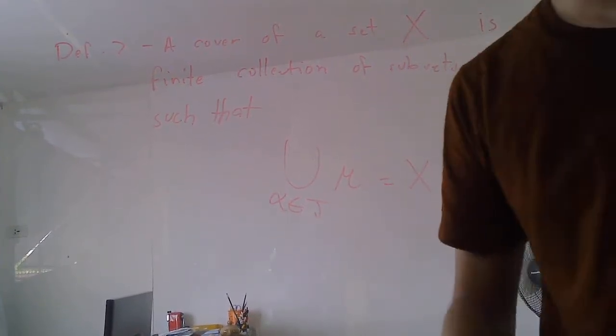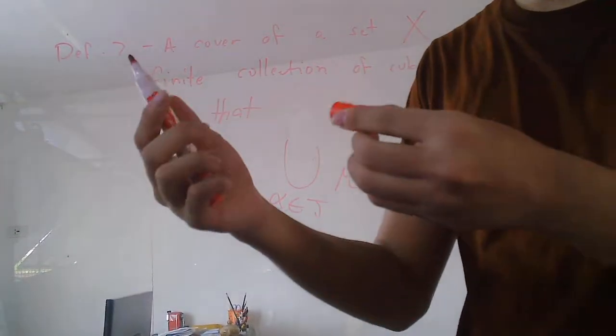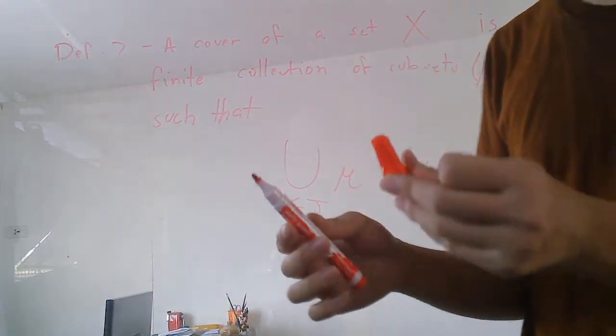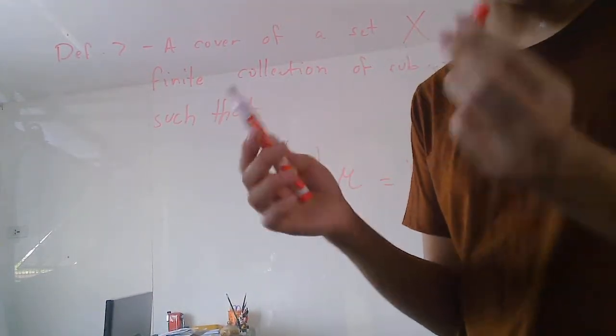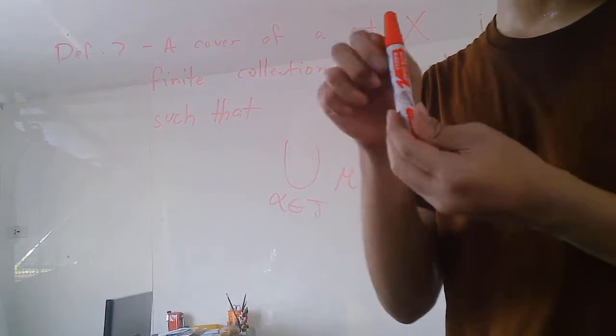Say for example, this marker right here is composed of the main body itself and its cap. So if we express these as subsets and then take their union, we have a cover of this entire marker.